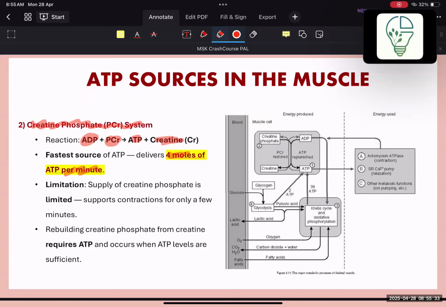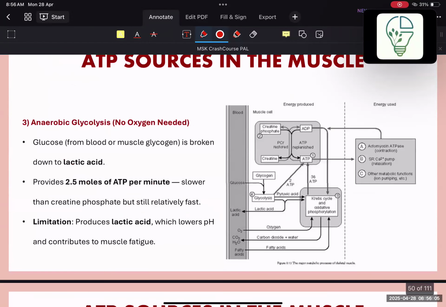The issue with this system is that it's very limited, right? You have a limited supply of creatine phosphate inside your muscles, and once this creatine phosphate runs out, you can't really make more, especially because to make more creatine phosphate, you need ATP. So obviously, the whole reason why you're using this system is to make ATP. So for you to remake more creatine phosphate, you're just going to have to wait until you're at rest. However, this system is still very important for muscles that need very quick sources of ATP. Our second fastest method is anaerobic glycolysis.